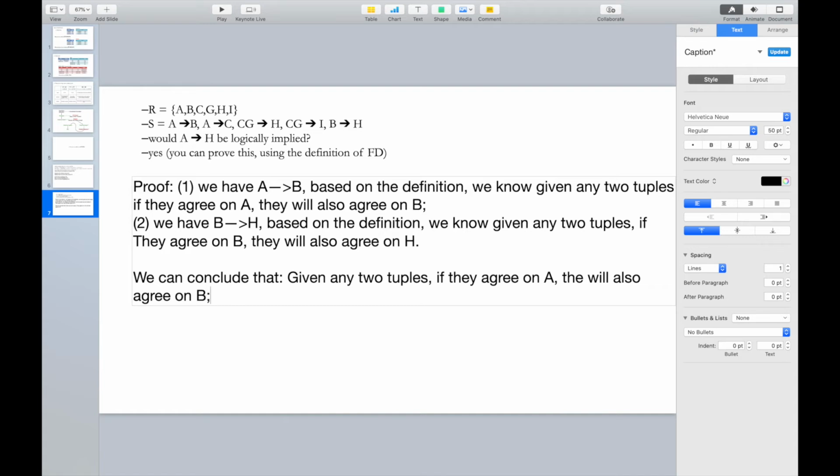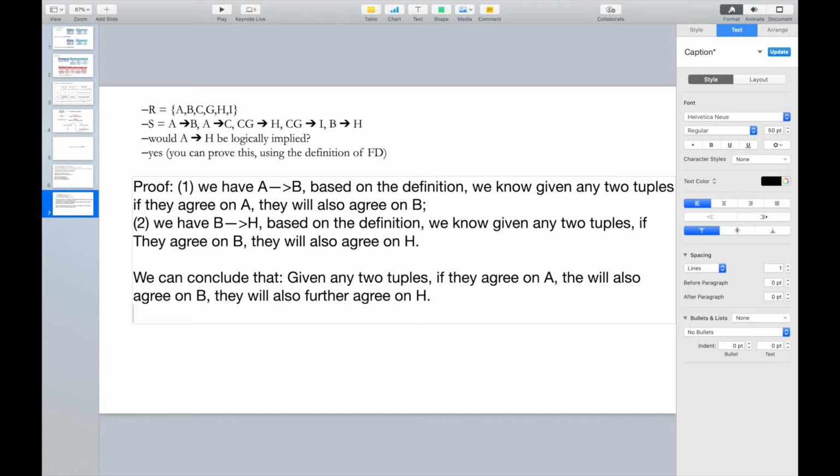And furthermore, they will also further agree on H, because we know that if they agree on B, they will also agree on H. This is based on B implies H. So by using both A implies B and B implies H, based on the definition, we can derive that given any two data tuples, if they agree on A, they will also agree on B, and they will also agree on H.